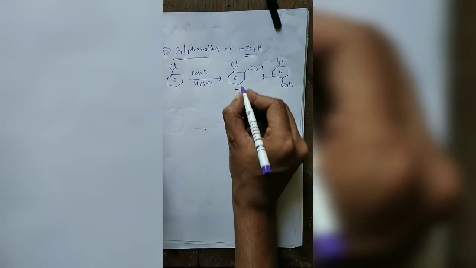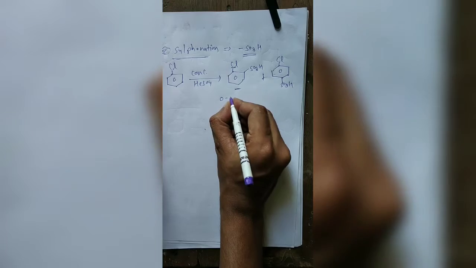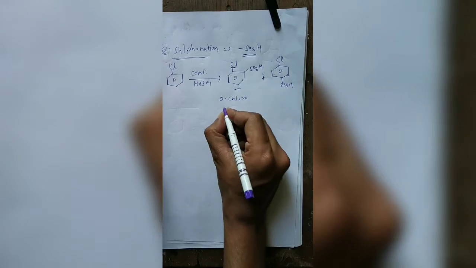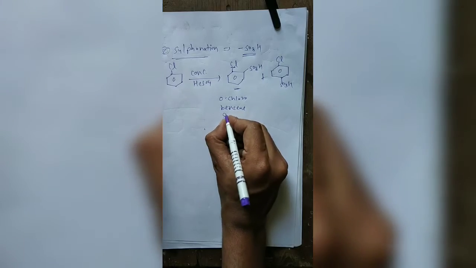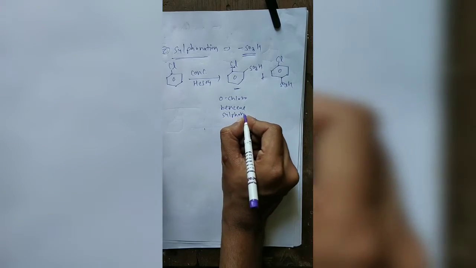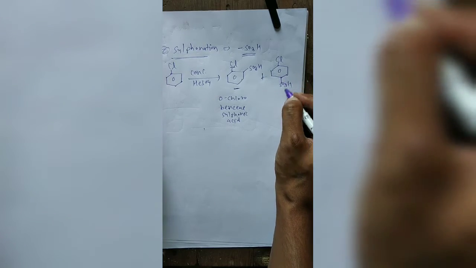This one is benzene sulfonic acid and on the ortho position it is chlorine. So it is orthochlorobenzene sulfonic acid. This one is parachlorobenzene sulfonic acid.